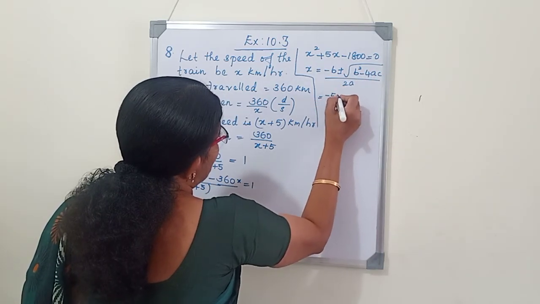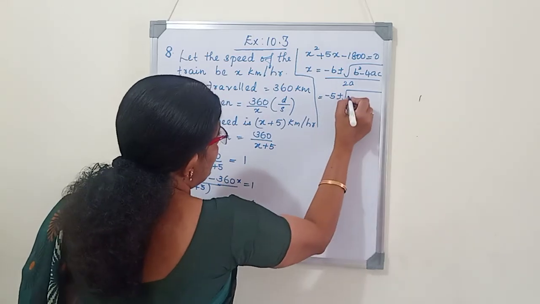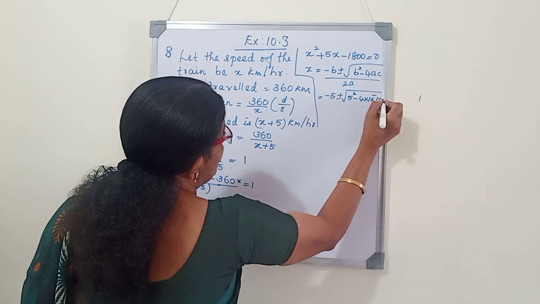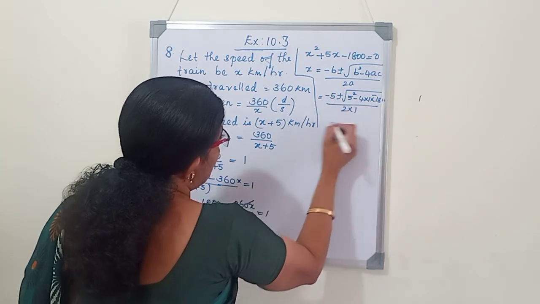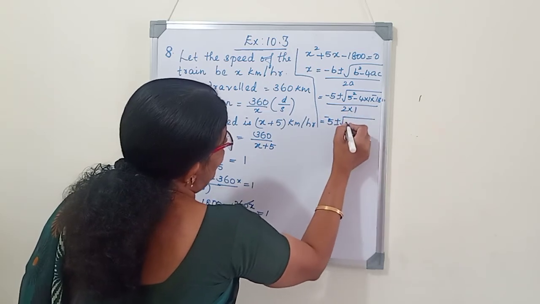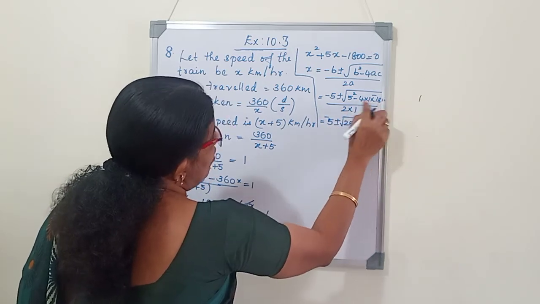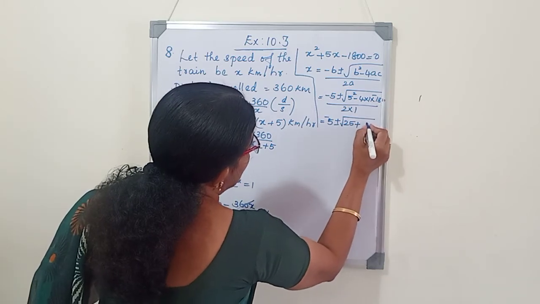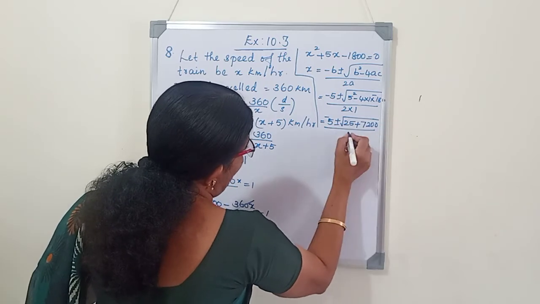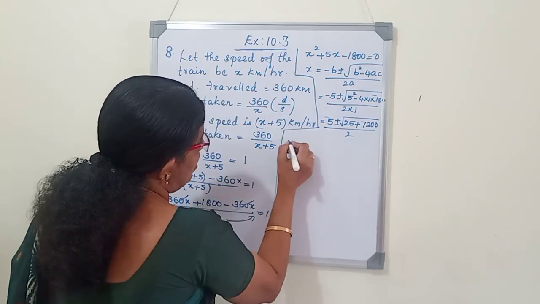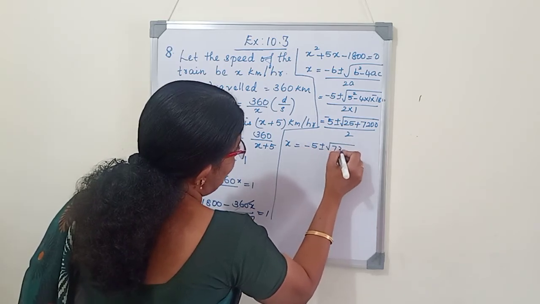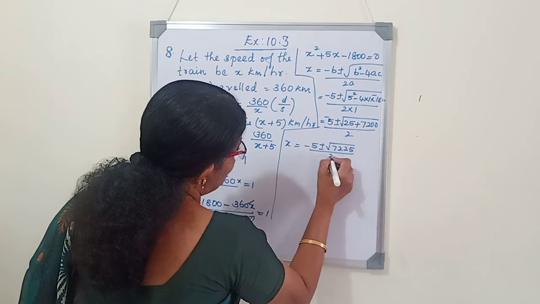Now we'll find the value of x by using the formula minus b plus or minus square root of b square minus 4ac by 2a. That is minus 5 plus or minus square root of 5 square minus 4 into 1 into minus 1800, by 2 into 1. Equals minus 5 plus or minus square root of 5 square is 25 plus, when we multiply, we get 7200. 18 4s are 72. So by 2, we get x equals minus 5 plus or minus square root of 7225 divided by 2.